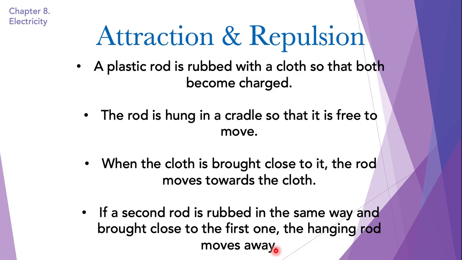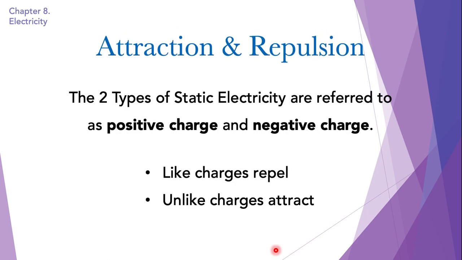And this suggests that there are two types of static electricity. So both rods have been treated in the same way, so we expect them to have the same type of electricity. And the cloth and the rod must have different types. So the two types of static electricity are referred to as positive charge and negative charge. So like charges, by this we mean two similar charges, for example positive and positive, will repel each other, whereas unlike charges will attract each other, like positive and negative. They would attract each other whereas like charges repel.